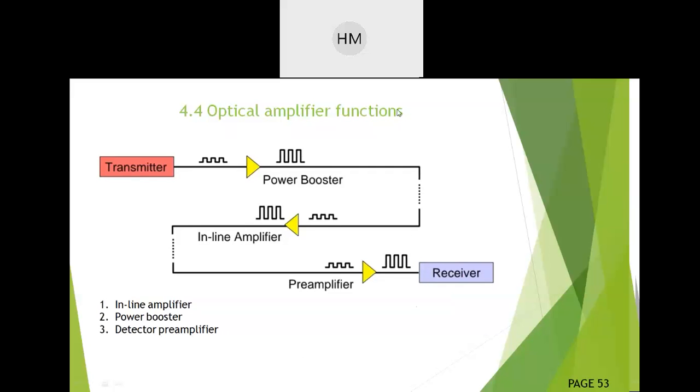So, optical amplifier function: this is the transmitter, this is the receiver. We are using different power booster circuits. In between transmission and reception, how will the amplifier function? It uses three types to enhance the power: power booster, inline amplifier, and then pre-amplifier.